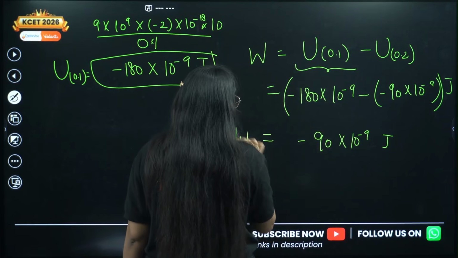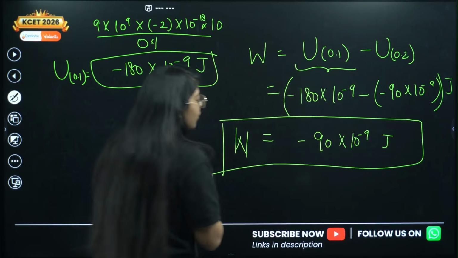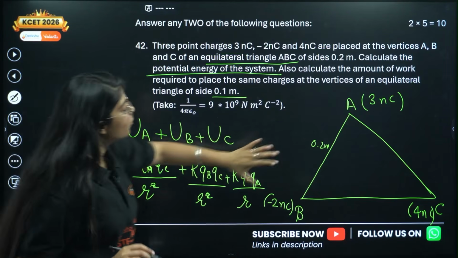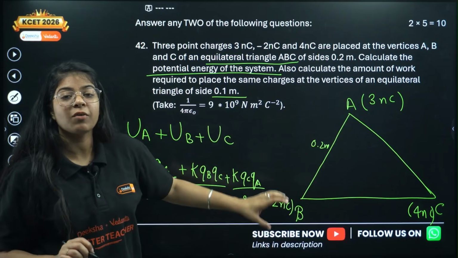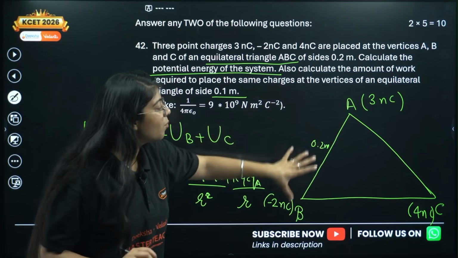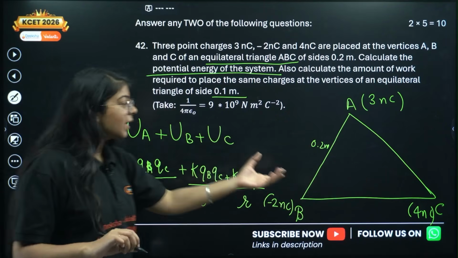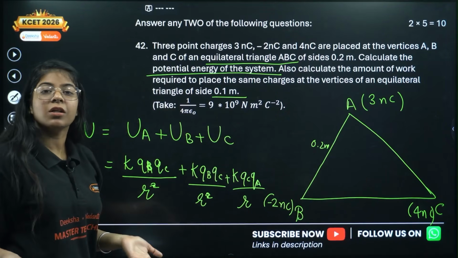This is the work done that we'll have to do to move all the charges to a distance of 0.1 meter from each other, from this arrangement, from 0.2 to 0.1. That is it. That is what they have asked. We have solved the question.